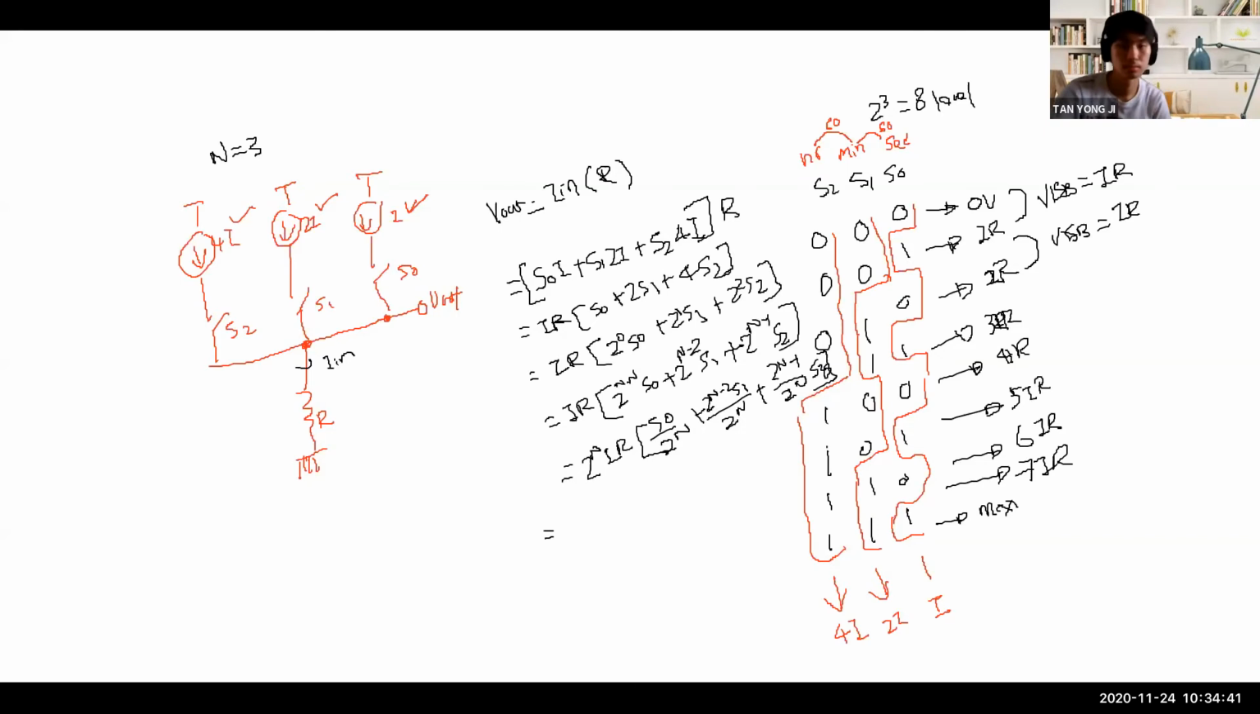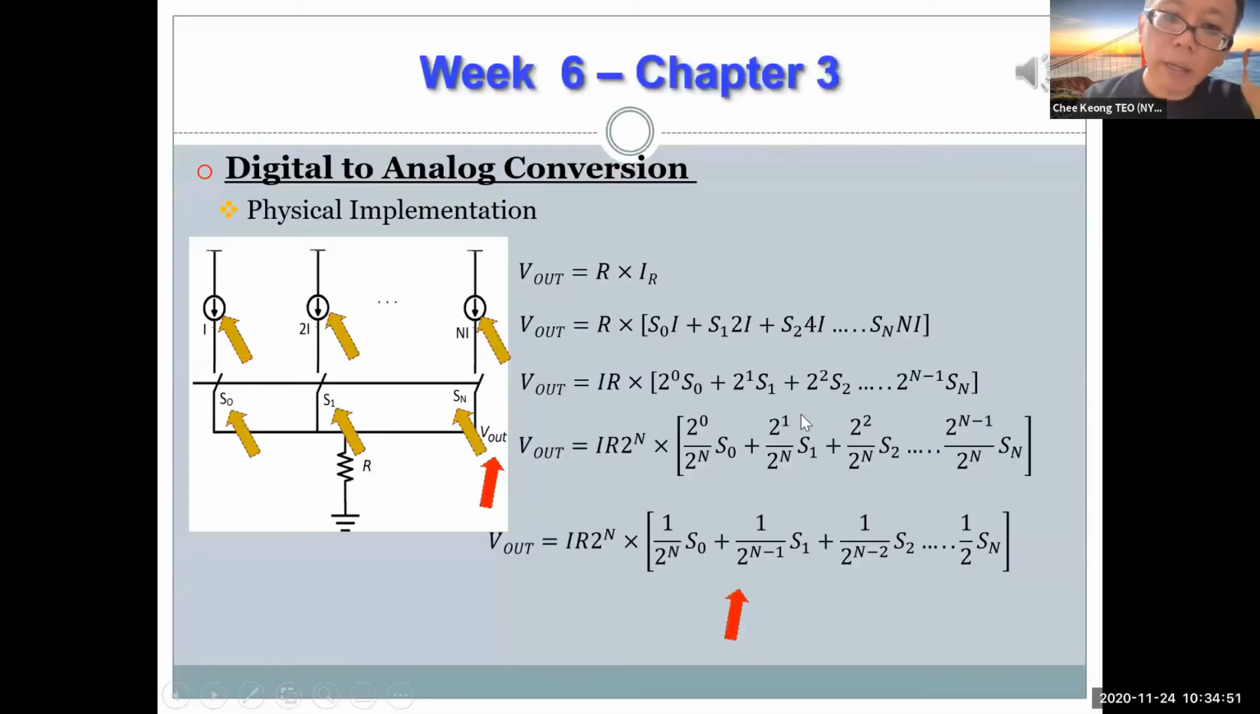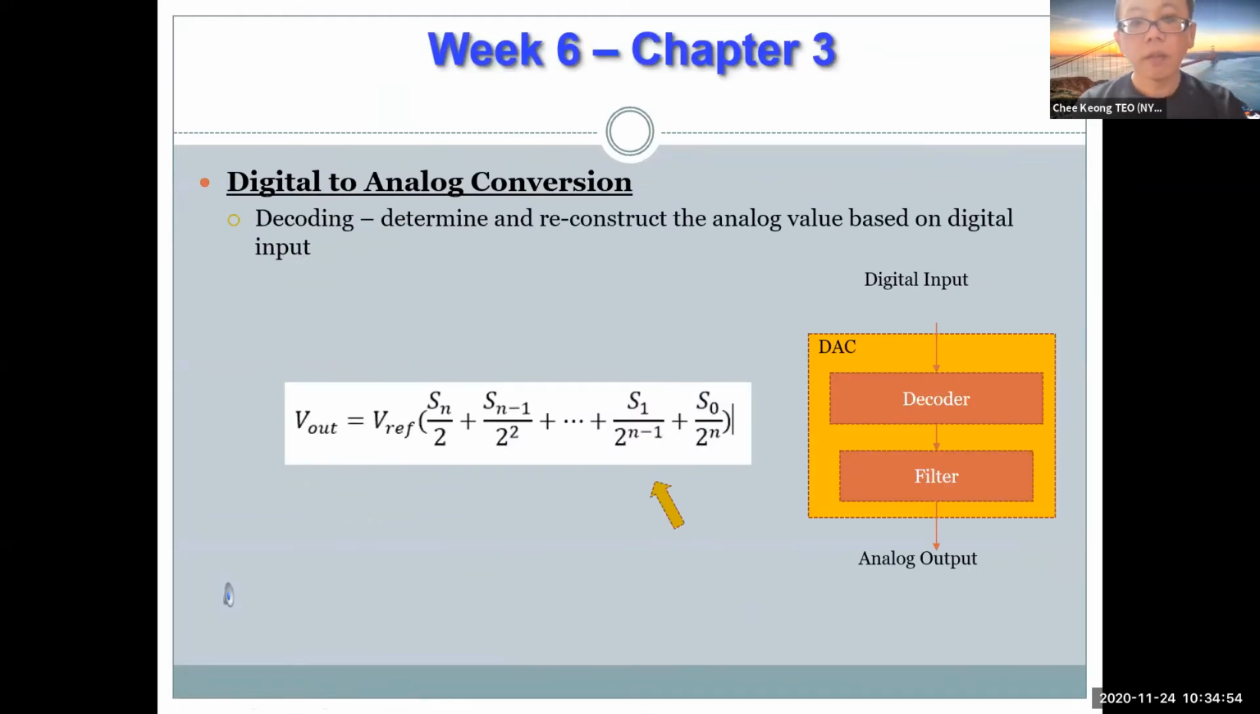So I move back to the previous page. So this is basically that. If you look at it carefully, note that the equation that is given here will be provided in the formula sheet. This V out equation is similar to the equation derived in the previous page. With that we complete chapter 3. So you notice that this form of equation is actually the same form as the one that we just derived, right? So of course this part may be equivalent to your 2 to the power of n times IR, right?